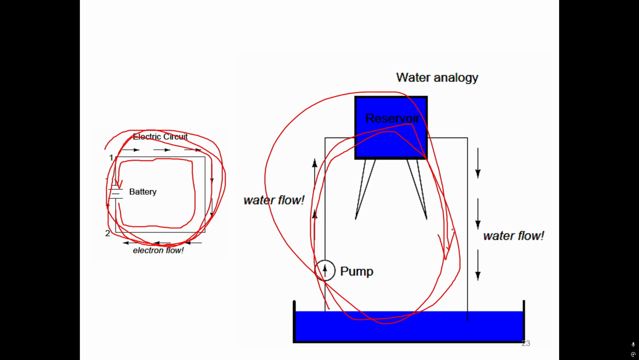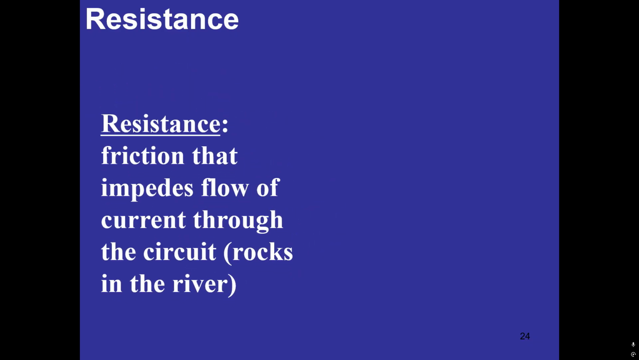So the battery produces the voltage and the unit for voltage is called volts. The symbol for voltage is capital V. Next we have resistance. It is denoted by the letter capital R. The unit for resistance is ohms. So what is resistance? The friction that impedes the flow of current through the circuit.